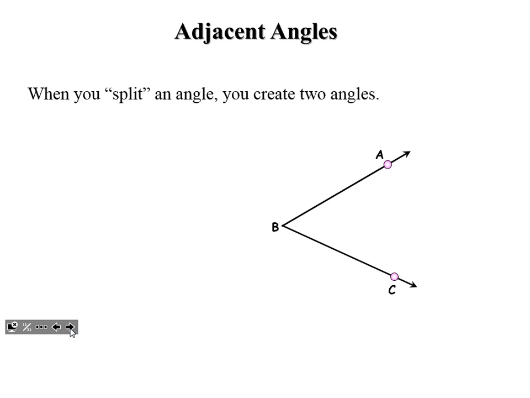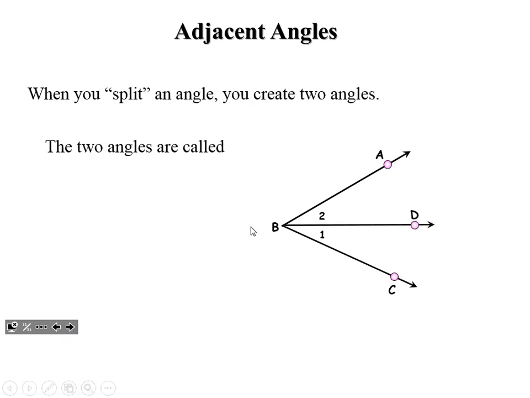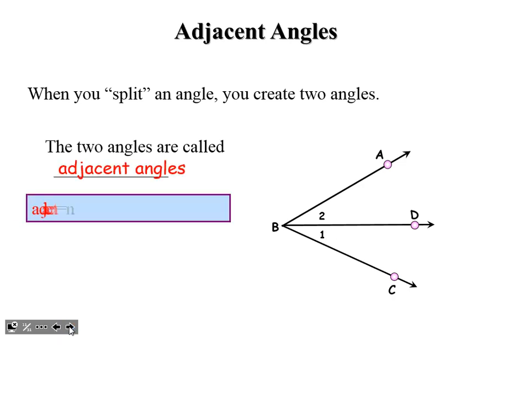All right, man. So we're looking at adjacent angles here. And when we talk about adjacent angles, we're looking at an angle, and then what we're going to do is we're going to split it in two. And so now we have two angles. And when we have two angles that are sharing, that are touching like this, we call them adjacent angles. And then we already went over it, but adjacent means next to or joining.